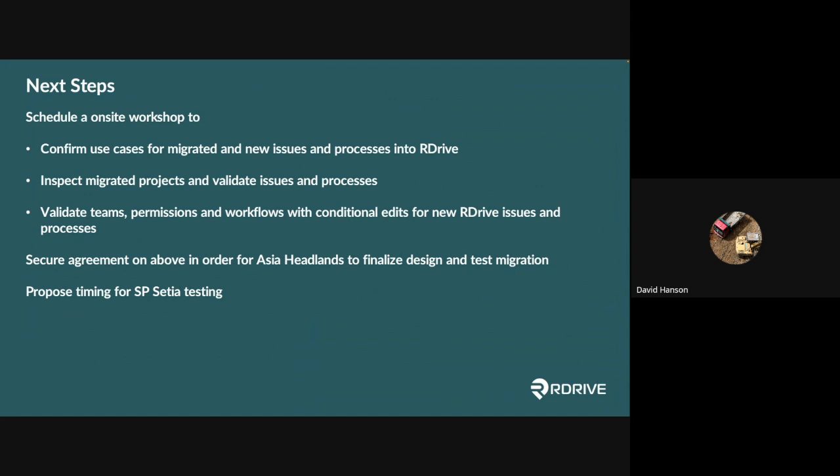We need to jointly inspect the migrated process to validate the issues and the RFIs and site diaries to make sure they are working exactly as they need to work. And then we need to go over the consultants, client developers, main contractors, and subcontractors to validate these are the teams and these are the permissions based on issues and processes, and confirm what is going to be allowed to be edited at every workflow stage.